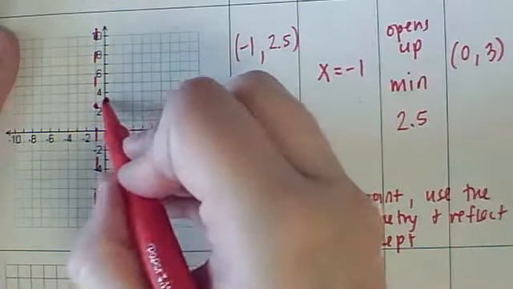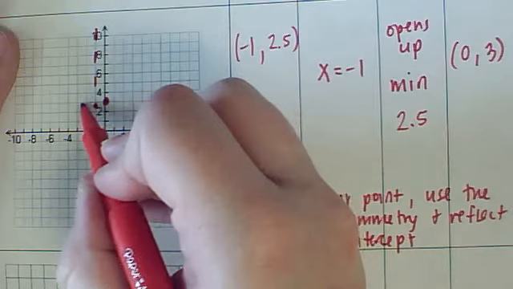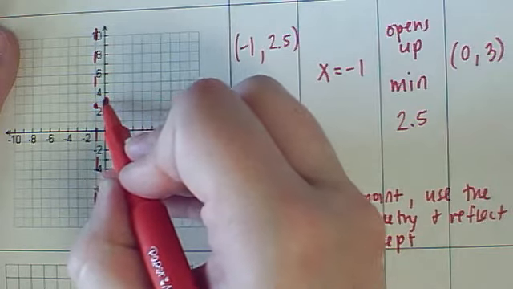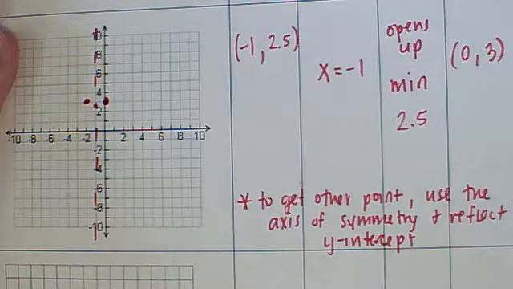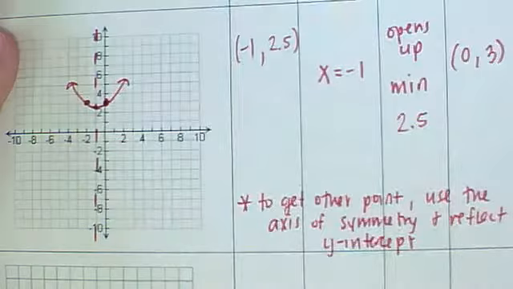So I'm going to go, here's my y-intercept, I'm going to use this axis of symmetry. It's symmetrical on both sides, so if this is here, this one would be here. Okay, and that way now I can draw the shape of it. So there's my parabola.